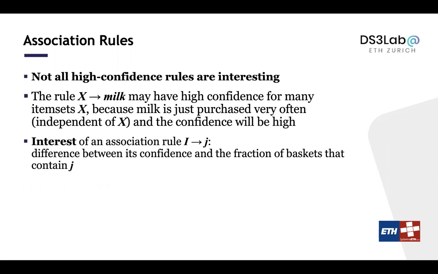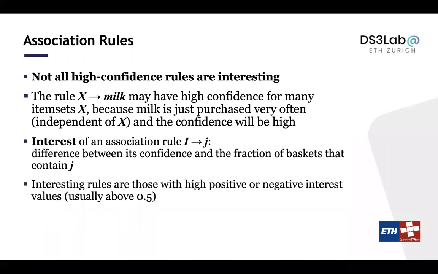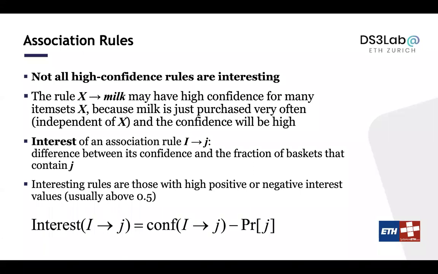So that means the notion of confidence might not be enough to describe whether a rule is interesting or not. Another notion of something being interesting is what people call the interest of an association rule. That is the change of probability given the left-hand side. Essentially, the interest of a rule from I to J is defined as follows: it is the confidence of this rule minus the probability that J appears in some transactions.